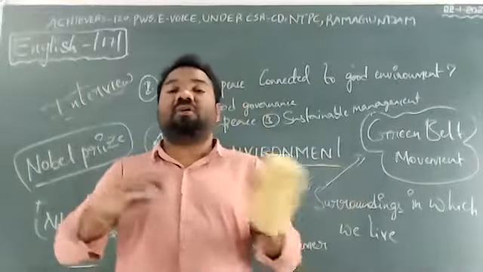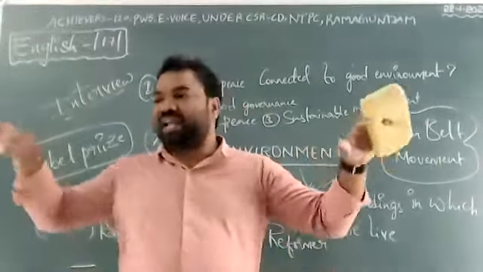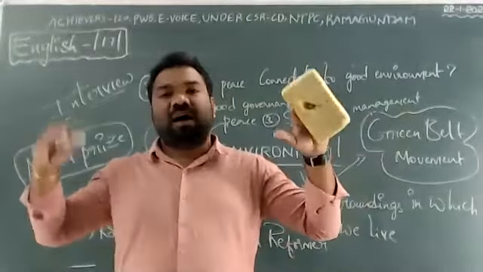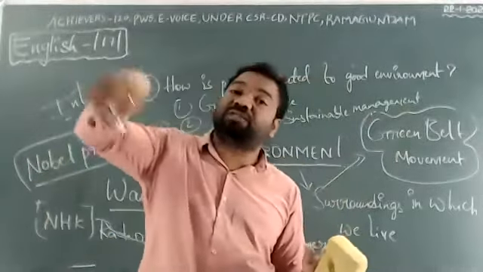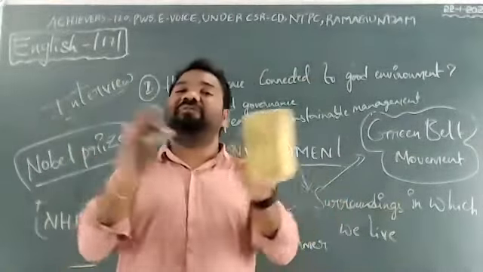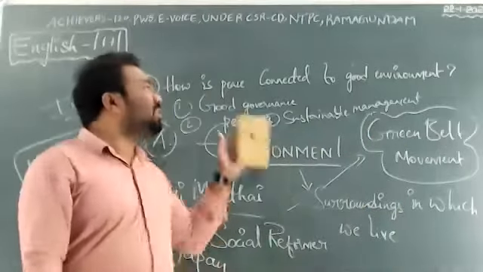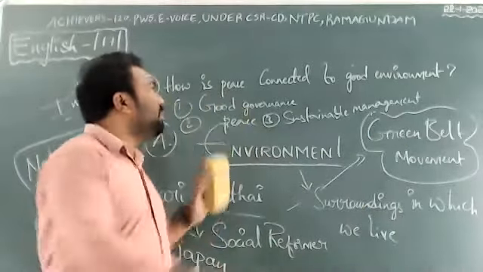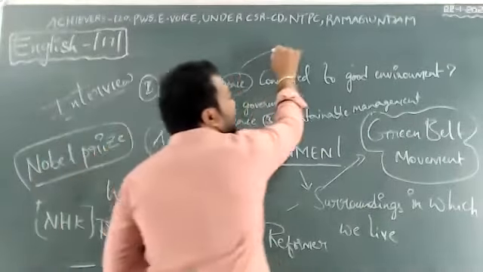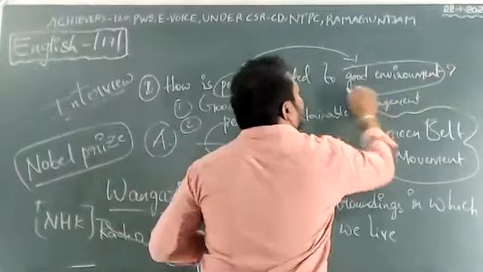That is where the conflict arises. If the natural resources are made available for all the 50 students, how would it be? Everyone will be happy. So this is the answer given to the Japanese people. In this way, peace is connected to the good environment.